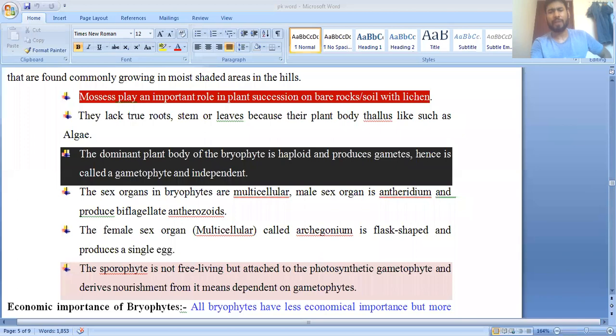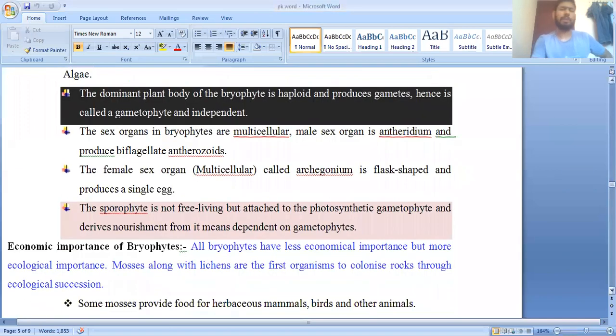Okay, so now we have discussed the characteristics of the Bryophyte. Now I am going to discuss the next topic: the Bryophyte group of plants and their economic importance. If you read the first sentence, it is very important. Bryophytes have less economic importance and more ecological importance. Less economic importance and more ecological importance.